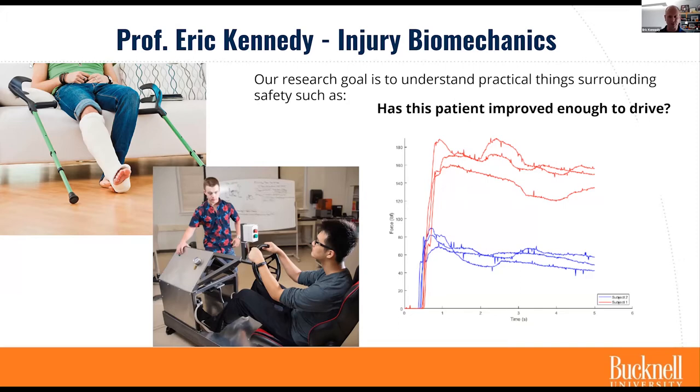I closed the chat window, but Todd can tell me, did anybody drop in there? Yep, a couple people just did, saying that you use your right leg to push the pedal, both the gas and the brake. Yeah, apparently nobody knows how to drive a standard transmission anymore.